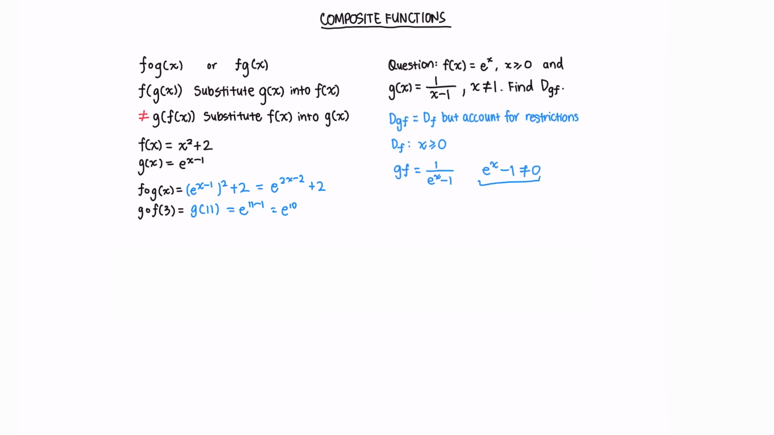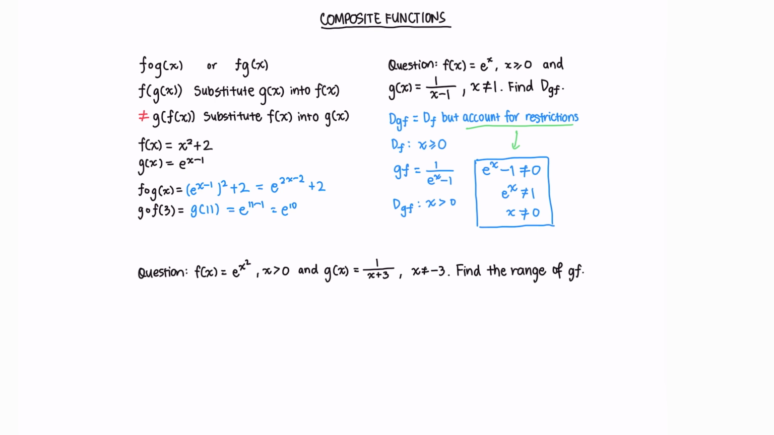So we have to account for the fact that e to the power x minus 1 cannot be equal to 0. So e to the power x cannot be equal to 1 and x cannot be equal to 0. This means that the domain of gf is just x is more than 0. We cannot include 0.